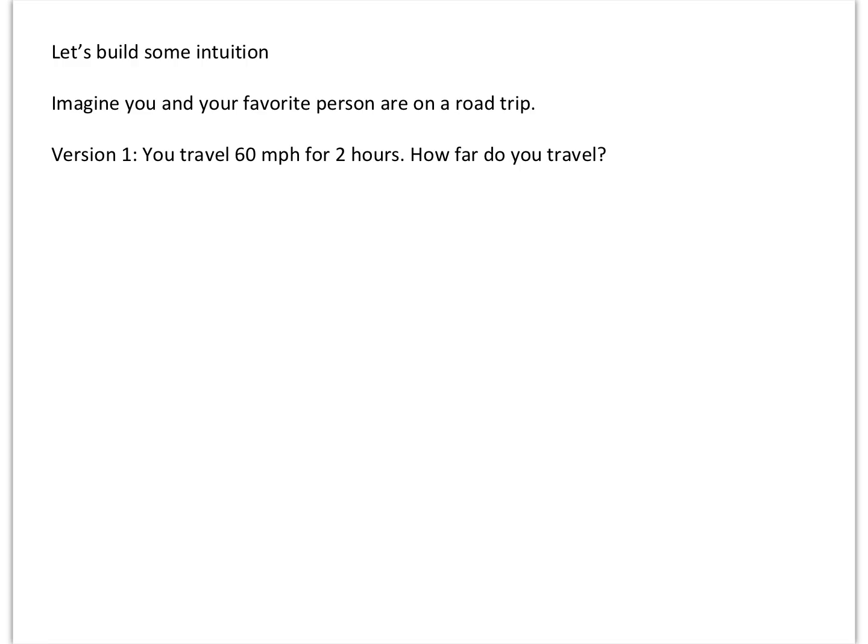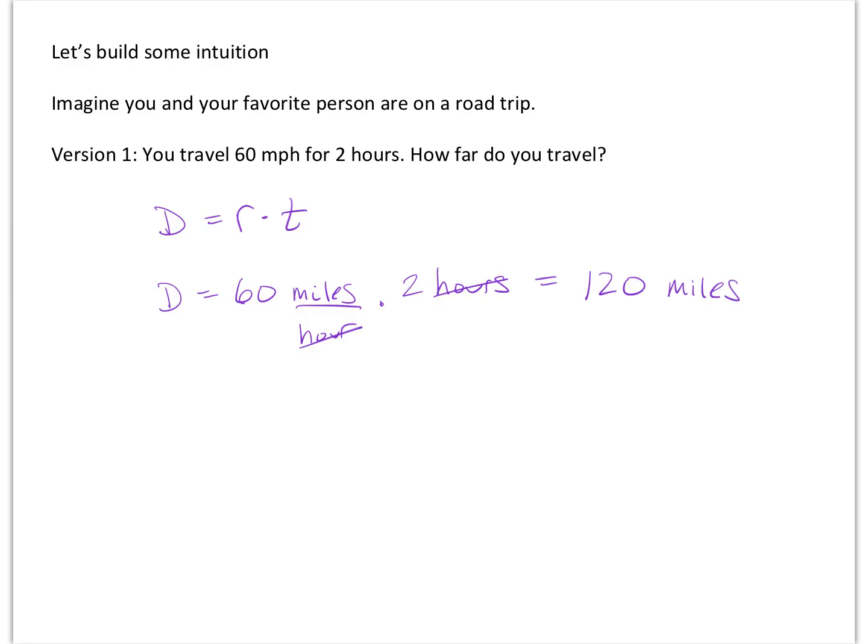In version 1, you travel 60 miles per hour for 2 hours. How far do you travel? In general, remember that distance is rate times time. So we went 60 miles per hour times 2 hours. Our hours cancel, and that comes out to 120 miles.